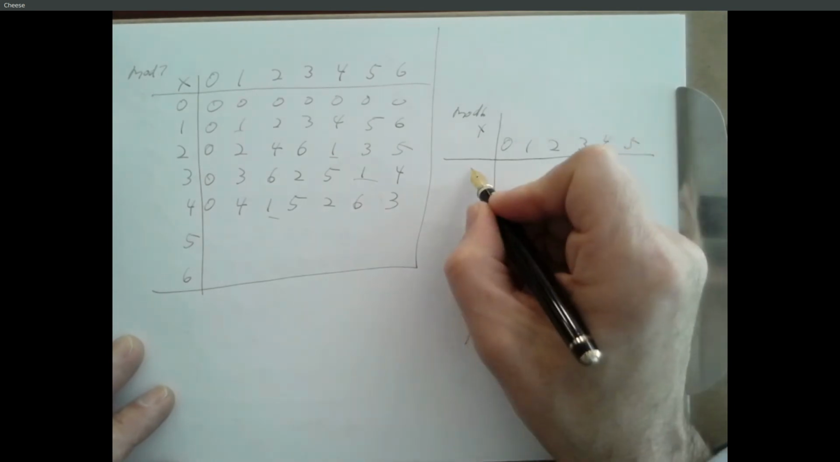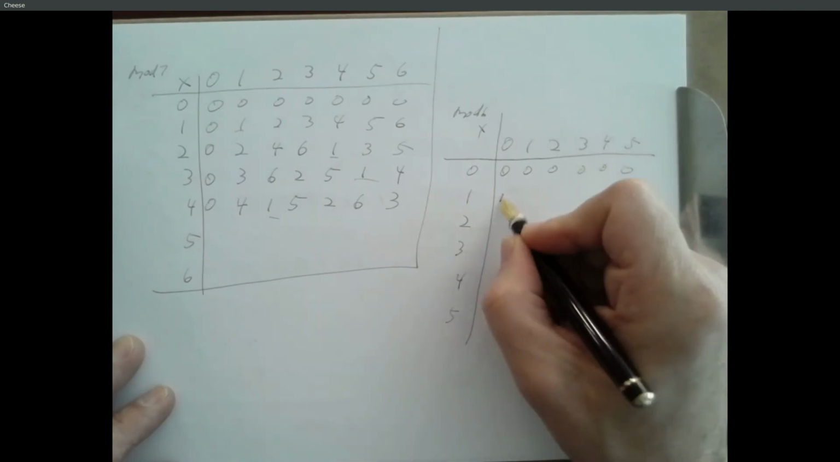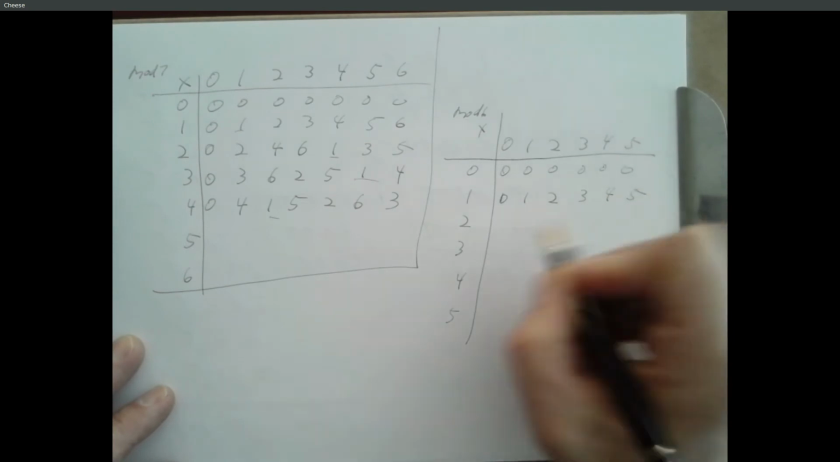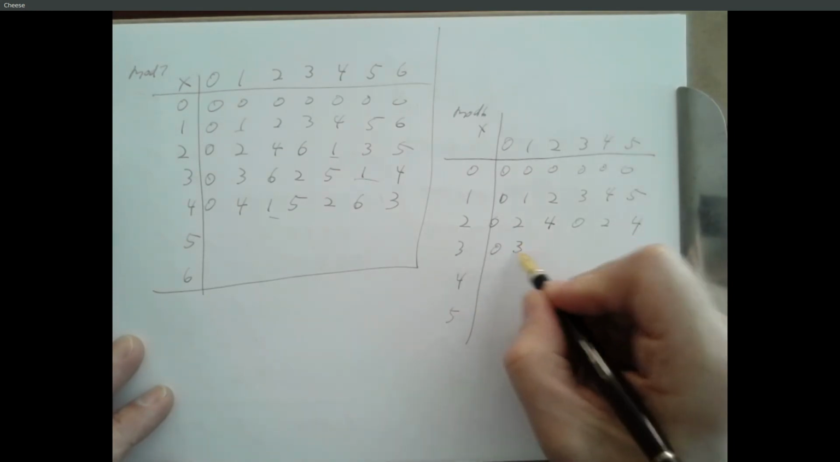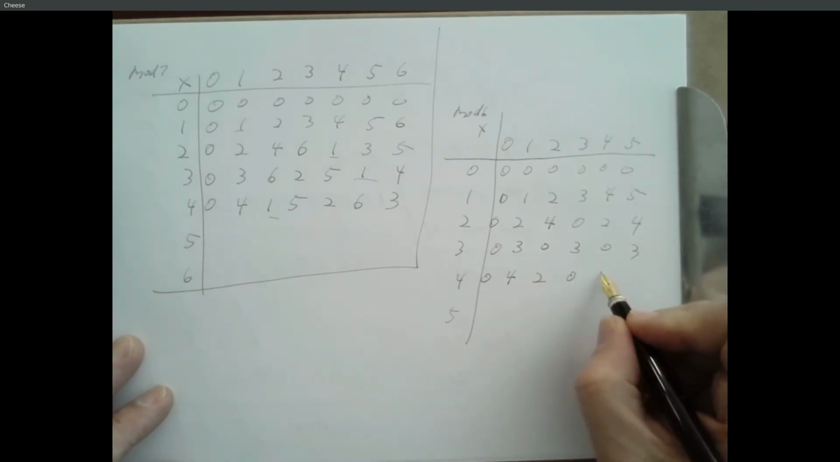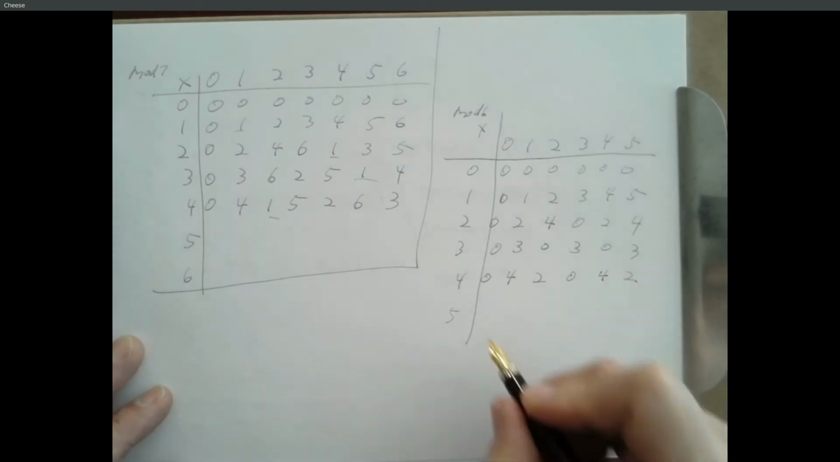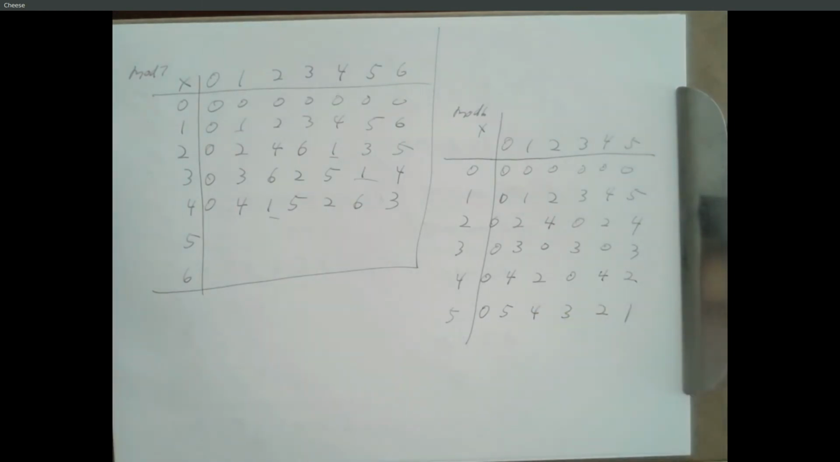So our numbers are from 0 through 5. So 0 times anything is 0. 1 times anything is just anything. Assuming I did that right, there's your multiplication table, modulo 6. So what looks potentially strange in here?